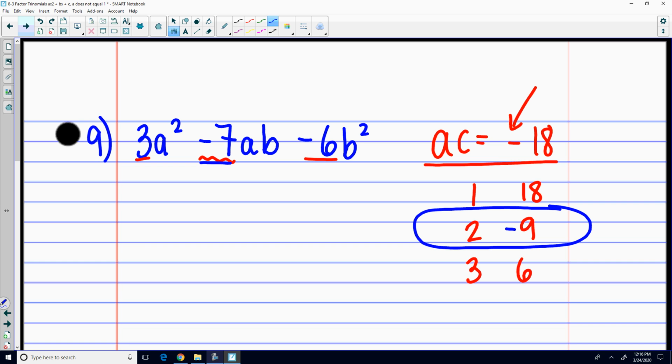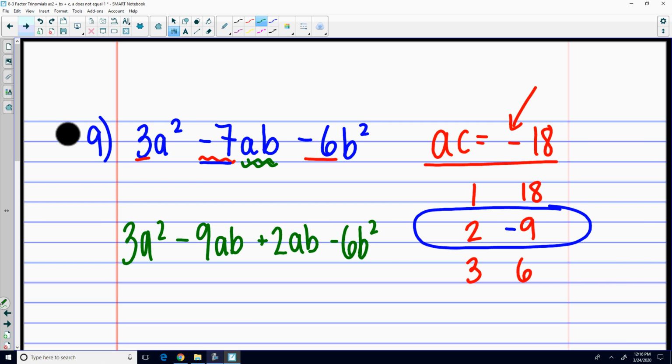All right, rewrite the middle term. So I'd have 3a squared. My last term was negative or minus 6b squared. And I got a 2 and a 9 to work with. I think that I'm going to put the 9 with the 3. That seems to make more sense. So I'm going to have 3a squared minus 9, using the variables that I have there. And then I'd have plus 2, because it was positive 2. And again, using the variables because I'm rewriting the middle term.